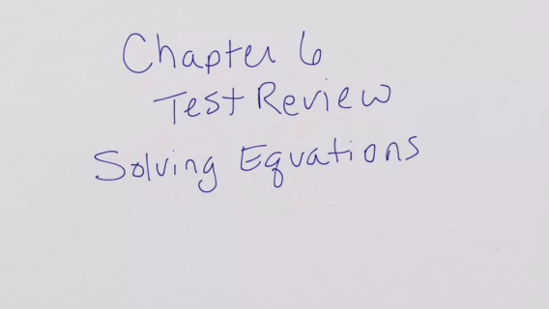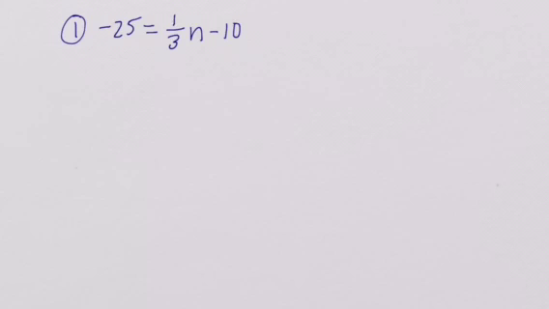Open up your MTT. We're going to do a test review for Chapter 6. All right, we're going to be solving equations. The first question that we're going to ask is, is the variable on the left? No, it's not, so we're going to use symmetrical to get it onto the left. So it's going to be 1/3 n minus 10 is equal to negative 25.